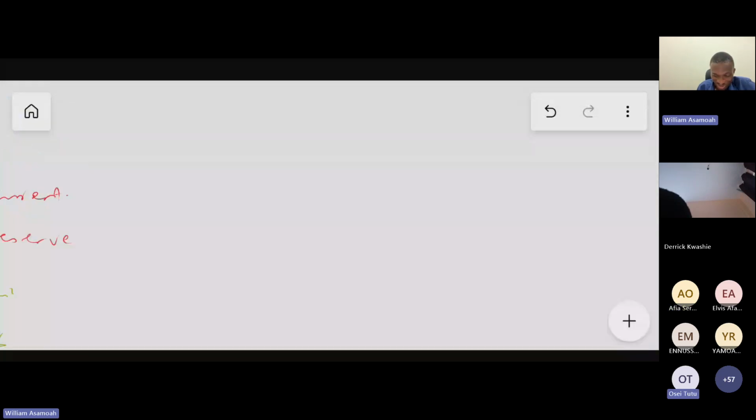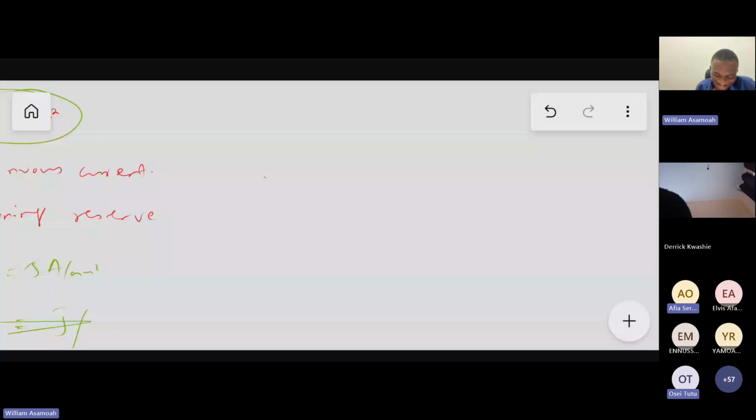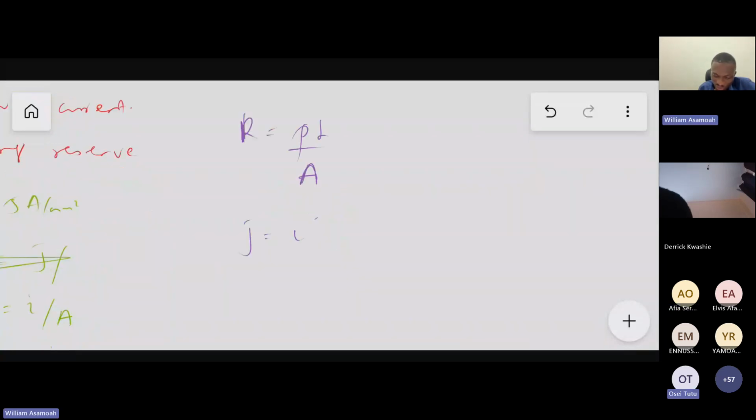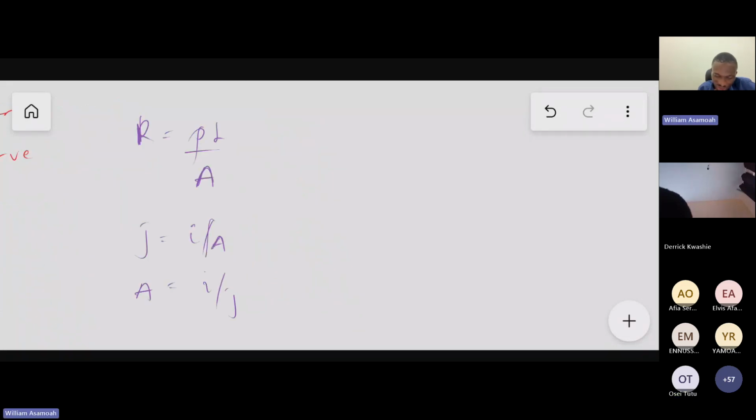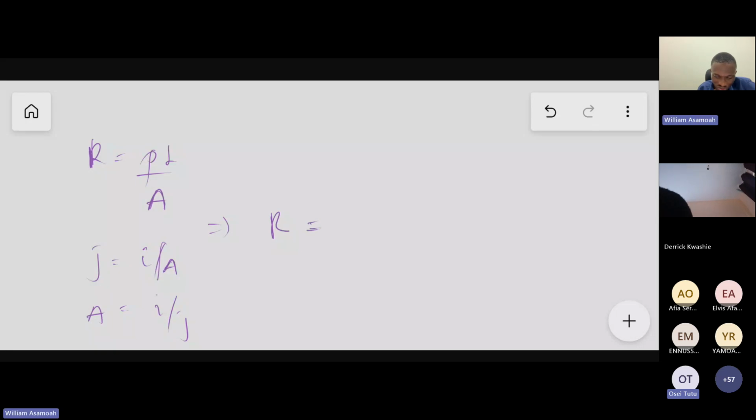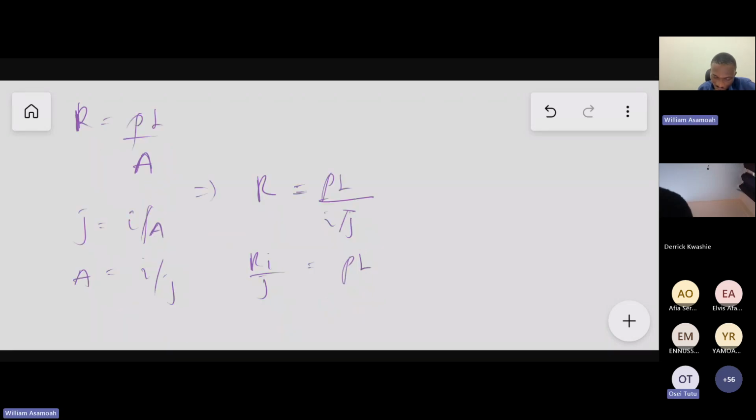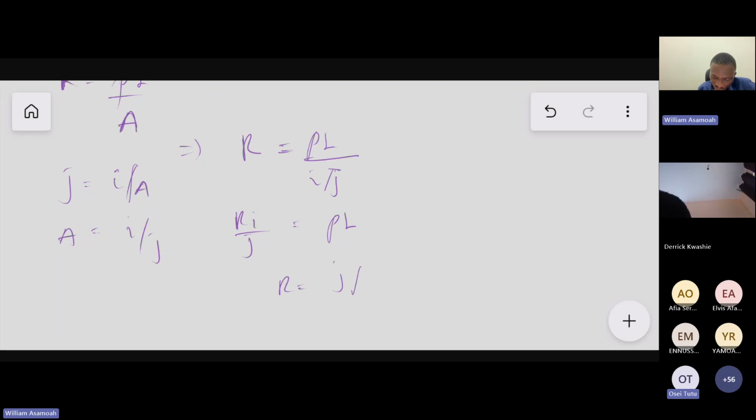So we have R is equal to rho L over A. If we say J is equal to I over A, then you make A the subject here, so we have A equals I over J. Then you substitute it back into R. We are going to have rho L over I over J, which is equivalent to R I over J is equal to rho L. Or we can say R is equal to J rho L over I. So we can have this equation and it's valid.